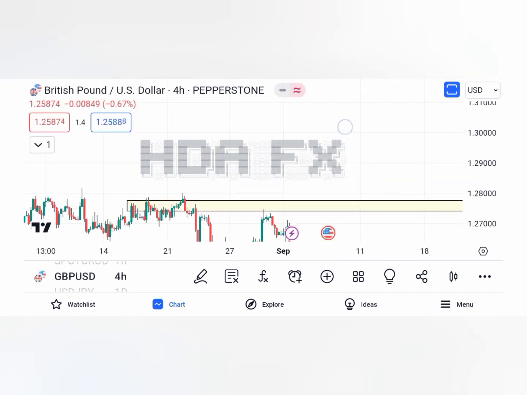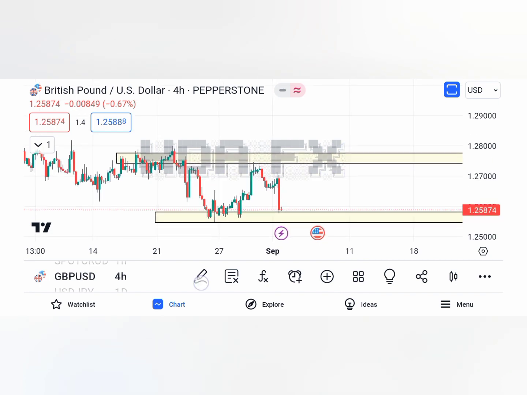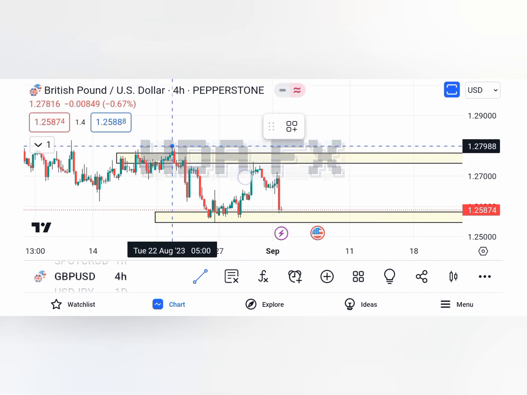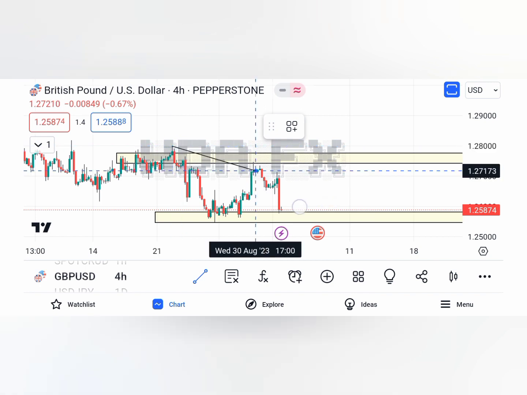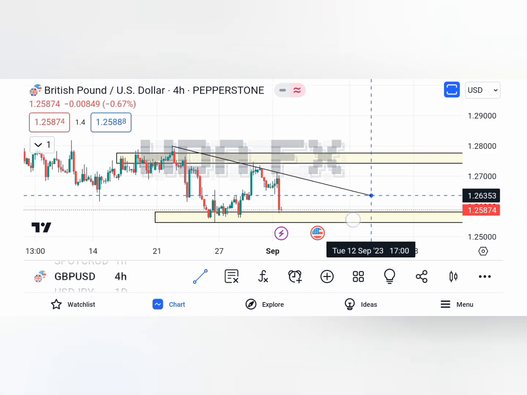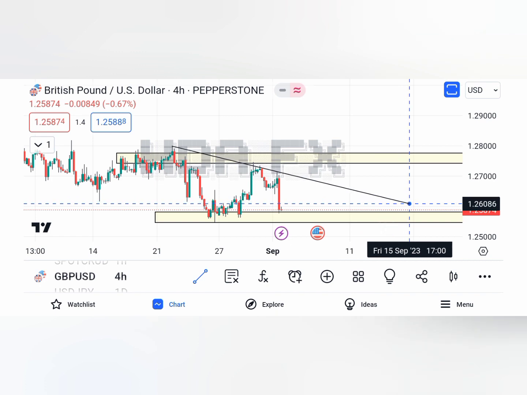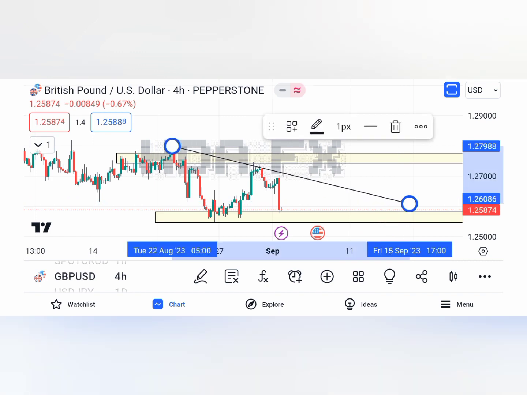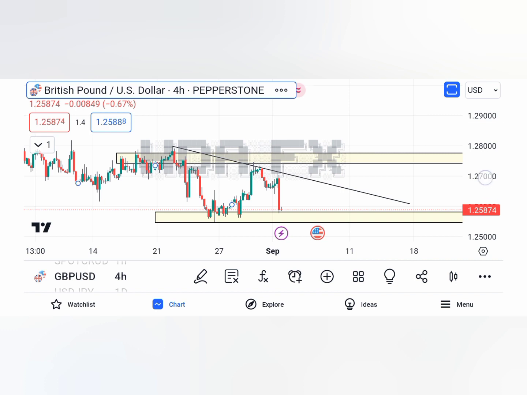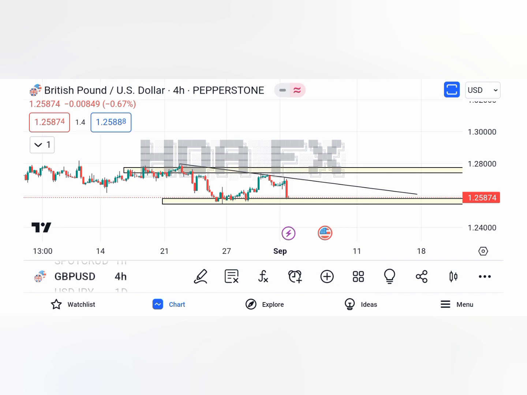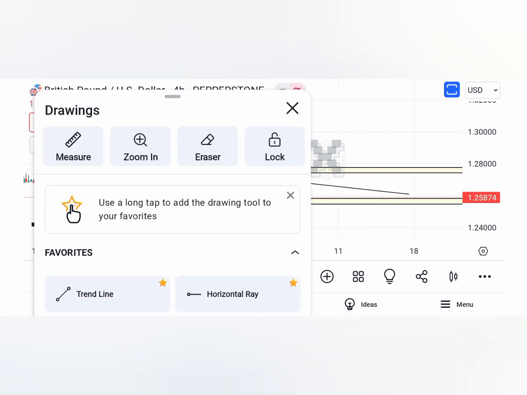On the 4-hour time frame, we can have this trend line here on GBP USD, this beautiful trend line here. So now, like I said, I'm bearish on GBP USD.